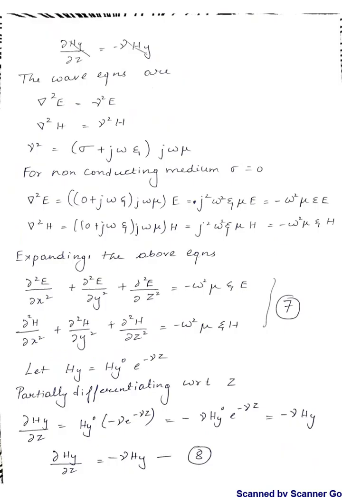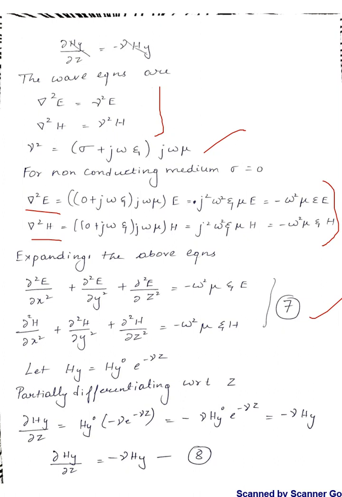In the previous video itself, we have seen these wave equations, that is del square E and del square H, and I have also explained that gamma square value is this. After substituting the value of gamma square, you will be getting the del square E and del square H like this, and after expanding the above equations in X, Y and Z coordinates, you will be getting the equation like this, and I have marked this equation as equation number 7. I have already explained this in the previous video.